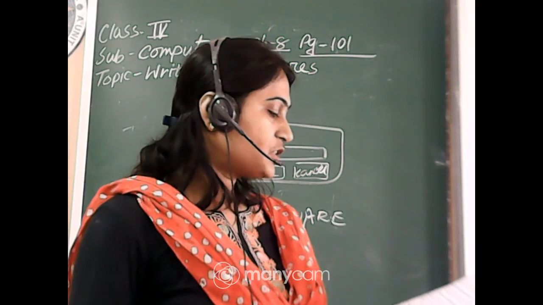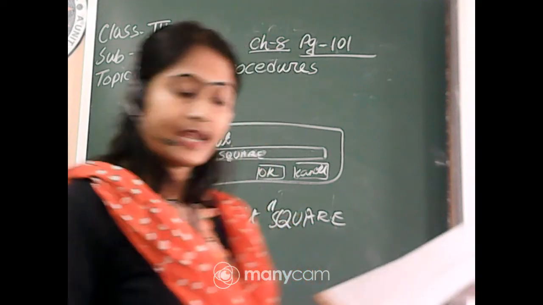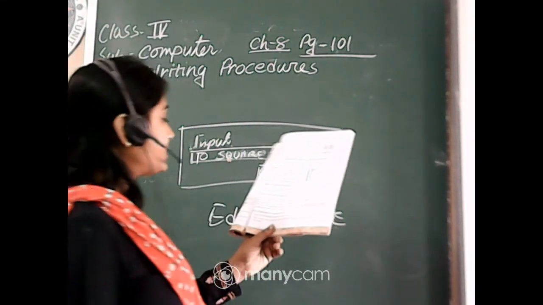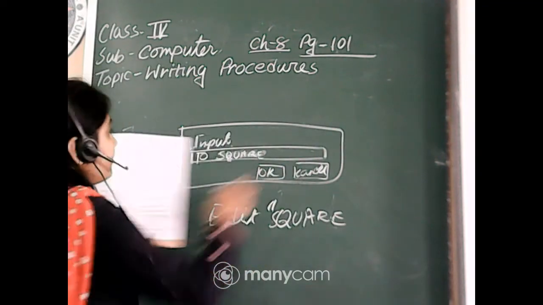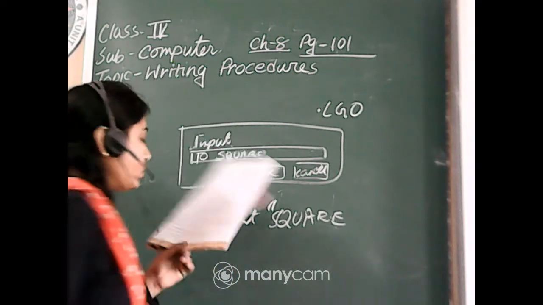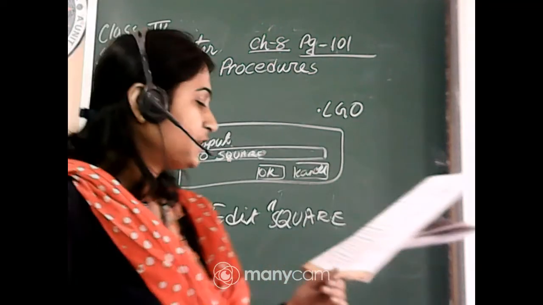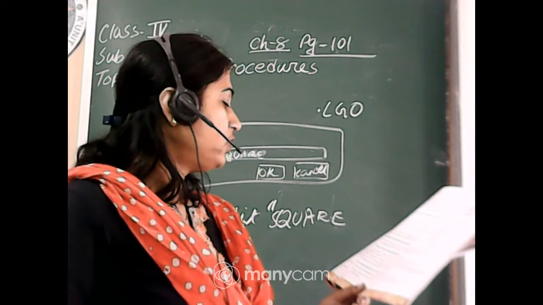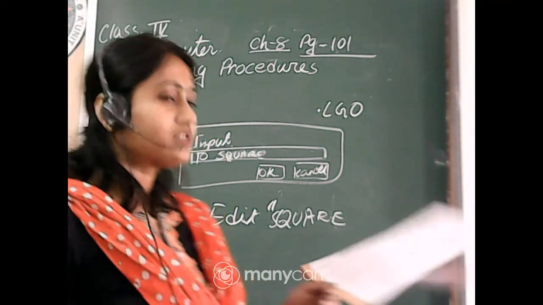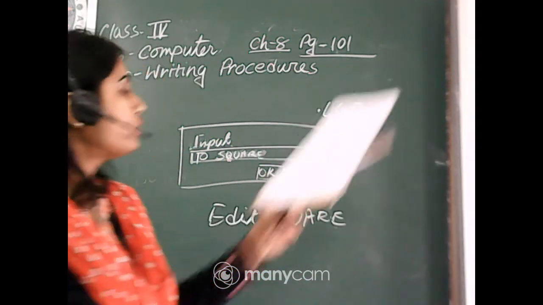Note that all Logo procedures are saved with the .lgo extension. When you save it, you have to give a name, and it will be saved with .lgo, which means it is a Logo program. This is called the extension, the Logo extension.